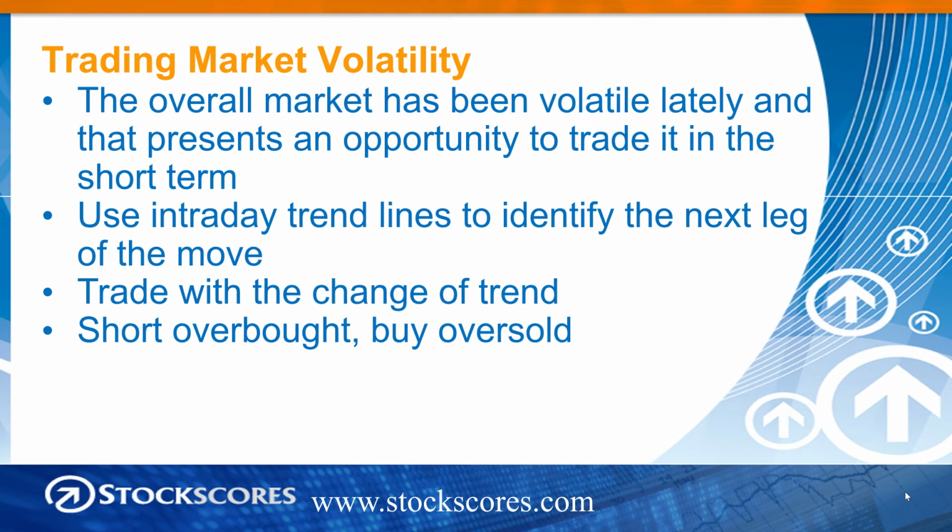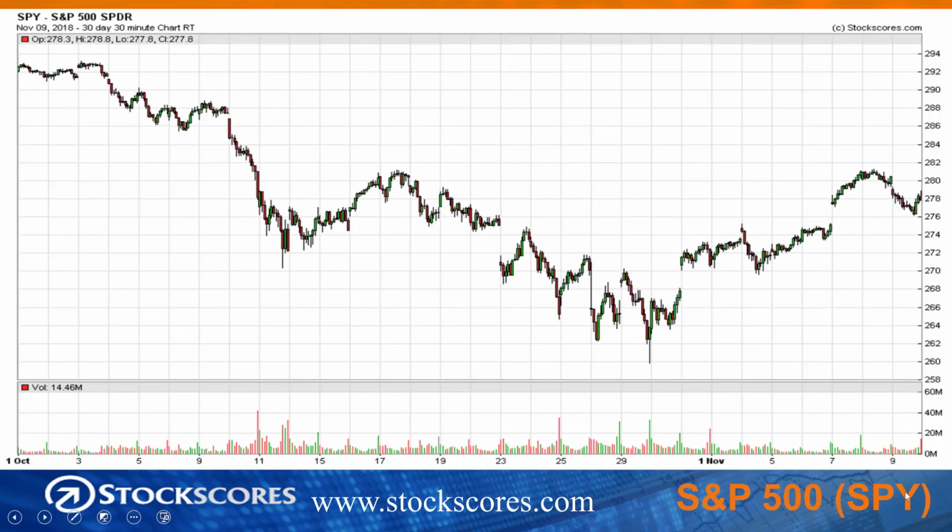What we want to do is use intraday trend lines to identify the next leg of the move. And we can do that in two ways. One, we can look for trading with the change of the trend. And two, when the market is overbought, we can short the market, and when it is oversold, we can buy it. So I'm going to show you the intraday chart of the S&P 500 going back a month. And we're going to draw a trend line on here to start.